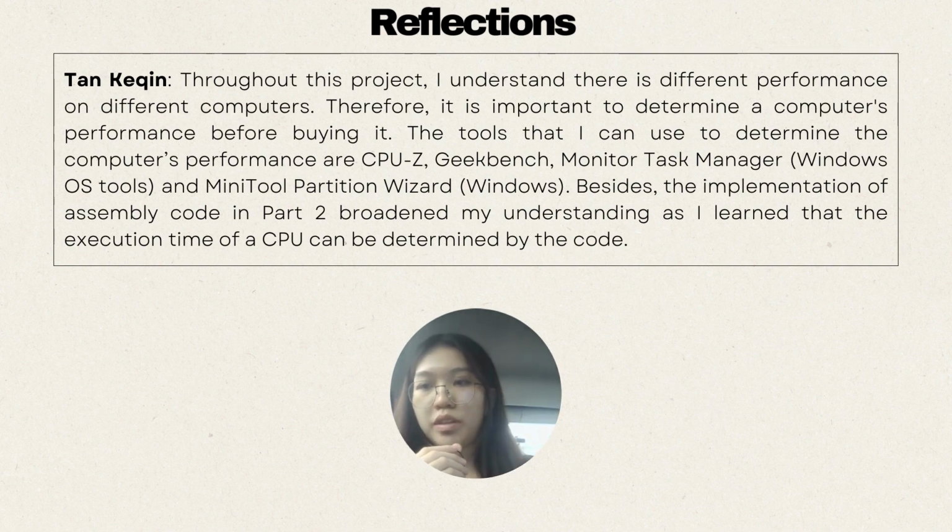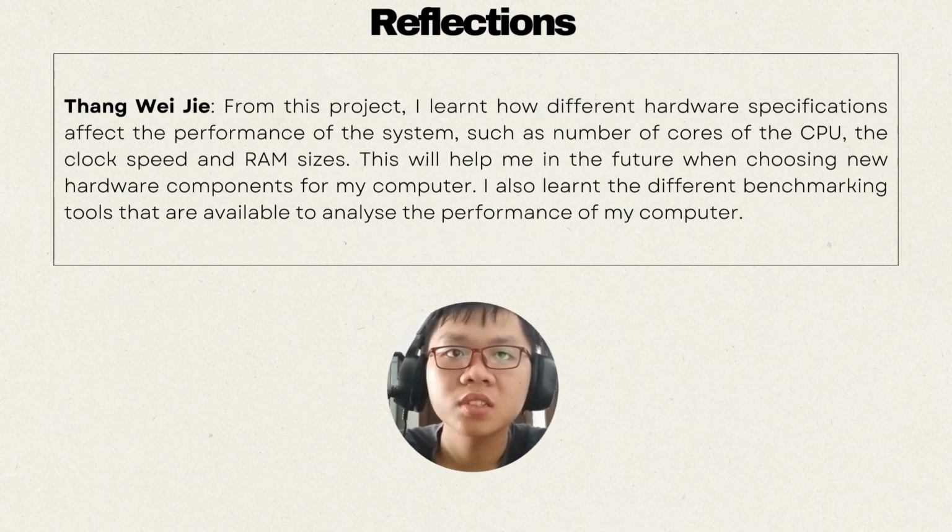The tools that I can use to determine the computer's performance are CPU-Z, Geekbench, Task Manager, and MiniTool Partition Wizard. Besides, the implementation of assembly code in Part 2 broadened my understanding as I learned the execution time of a CPU can be determined by the code. So from this project, I learned how different hardware specifications affect the performance of the system, such as the number of cores of the CPU, the clock speed, and the RAM size. This will help me in the future when choosing new hardware components for my computer.